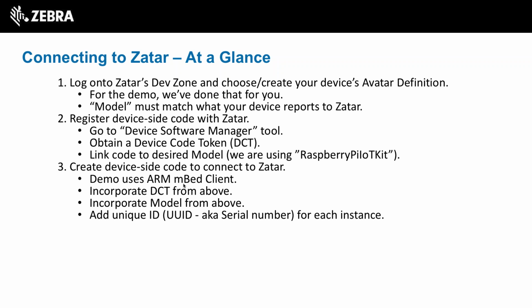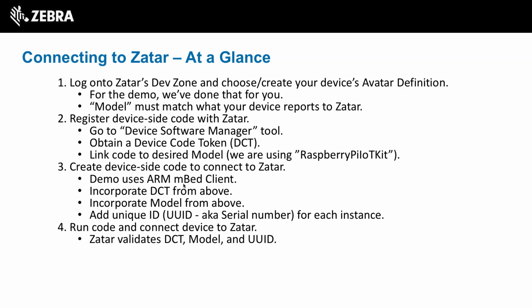Okay, the most important thing is to realize that Zatar links together the avatar definition, your code, and the actual physical device by 3 parameters. Those parameters are the device code token, the token you get from the device software manager in step 2, and the model, which we're using to describe the device. That's what is put in your avatar definition. It's also encoded in your device code token, and it's what is reported by your device.